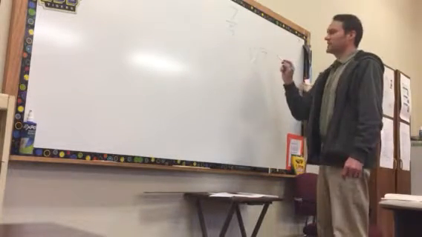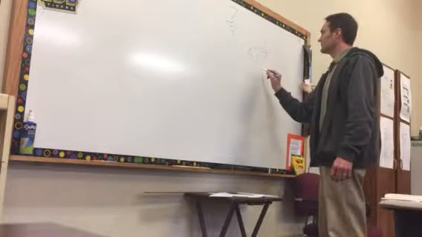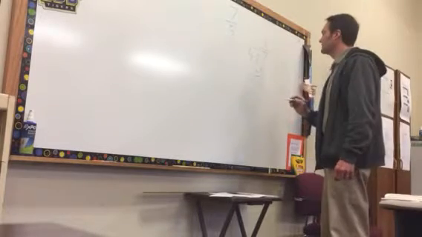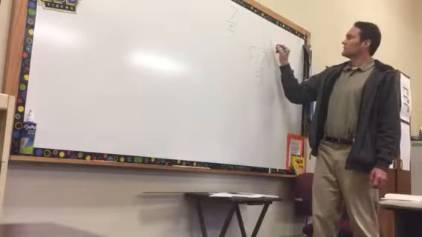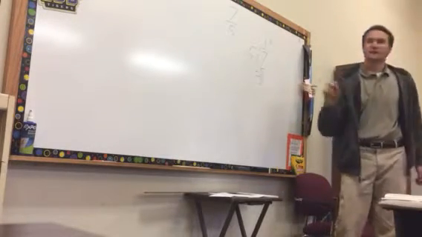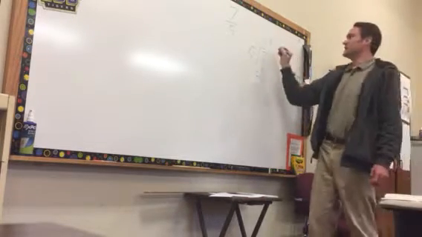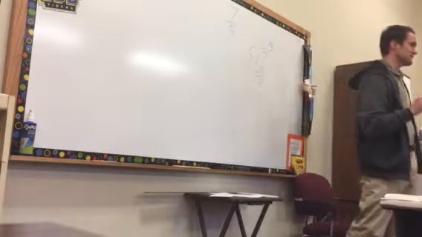How many times does 5 go into 7? 1. 1 times 5? 5. 7 minus 5? 2. My 2 goes up here. And my divisor needs to be my denominator. So I should have 1 and 2/5.